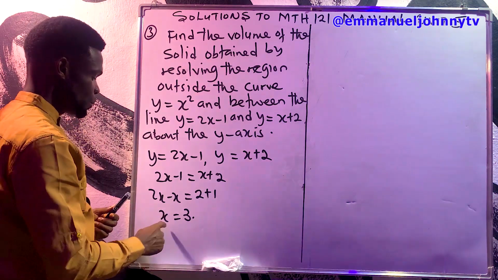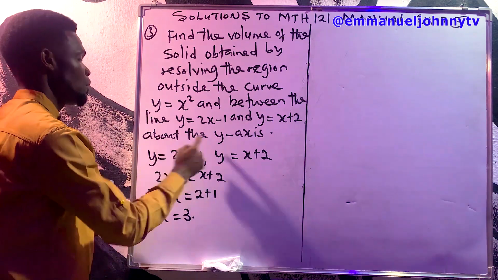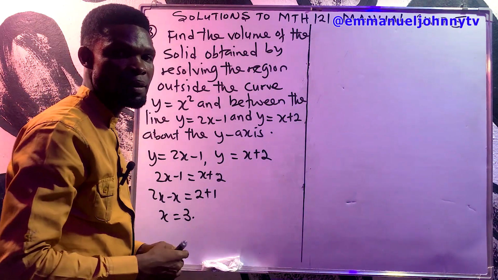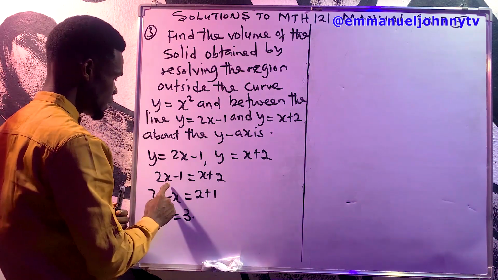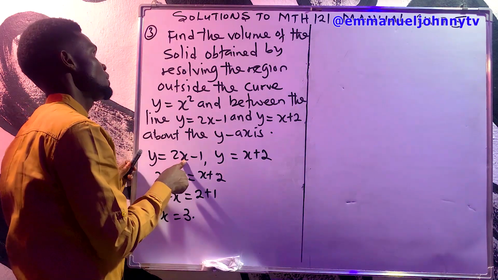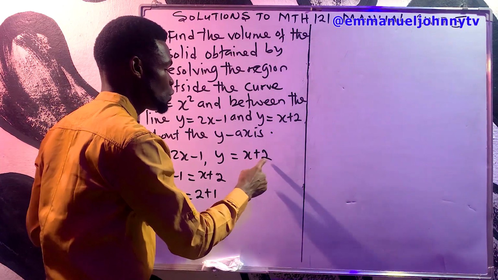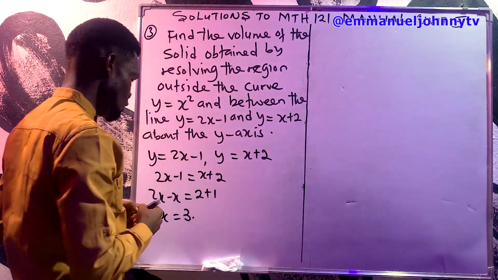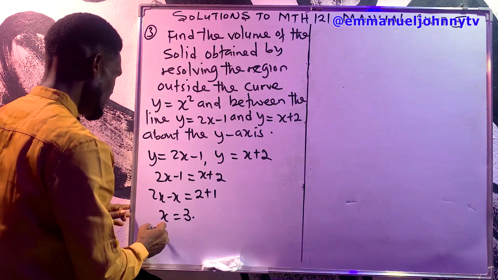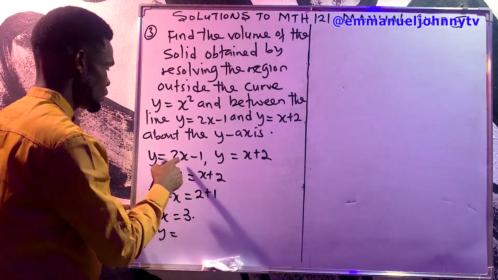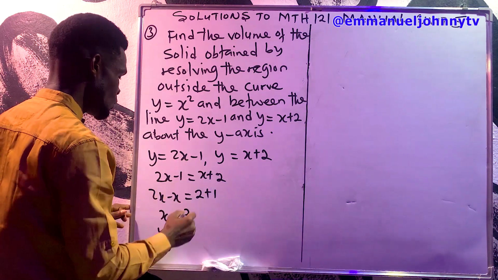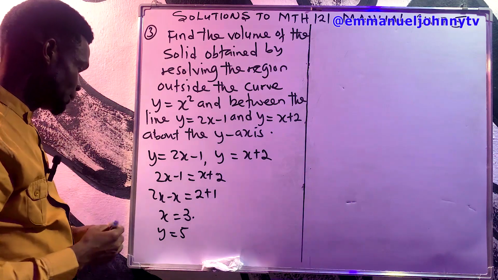Now, put this in any of the equations, you will definitely get the same answer. Because if you put 3 here, 2 times 3 is 6, 6 minus 1 is 5, but if you put 3 here, 3 plus 2 is still 5. So that means I can say that y equals 2 times 3 is 6, 6 minus 1 is 5.